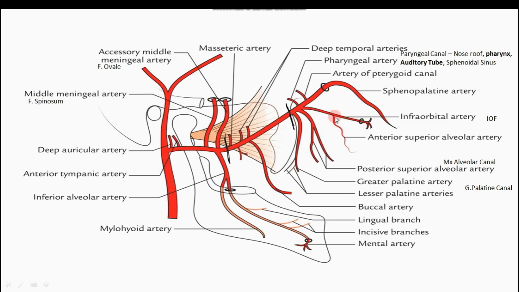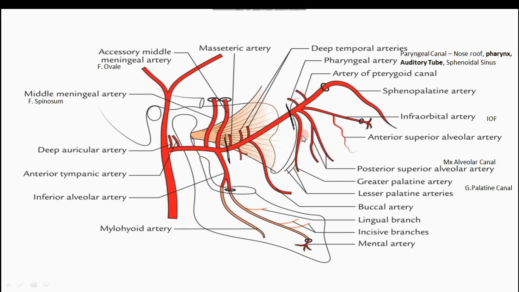It gives a branch which is the anterior superior alveolar artery. So this second branch, the infraorbital artery, supplies the lower orbital muscle, lacrimal sac, maxillary sinus, upper incisor and canine.